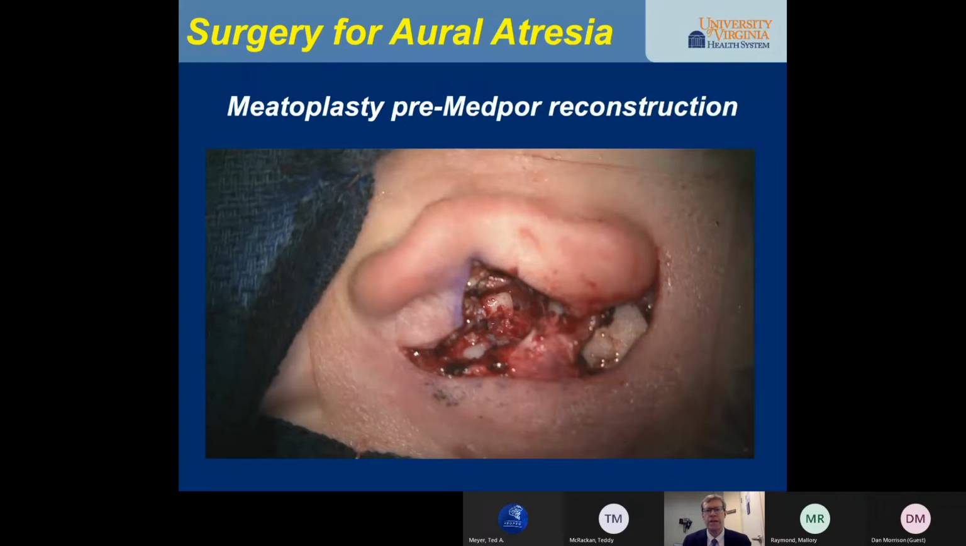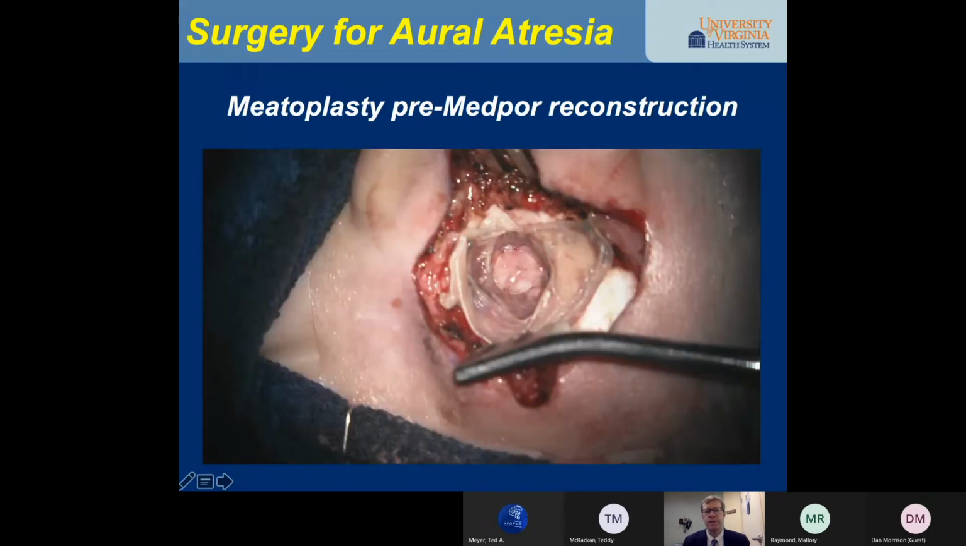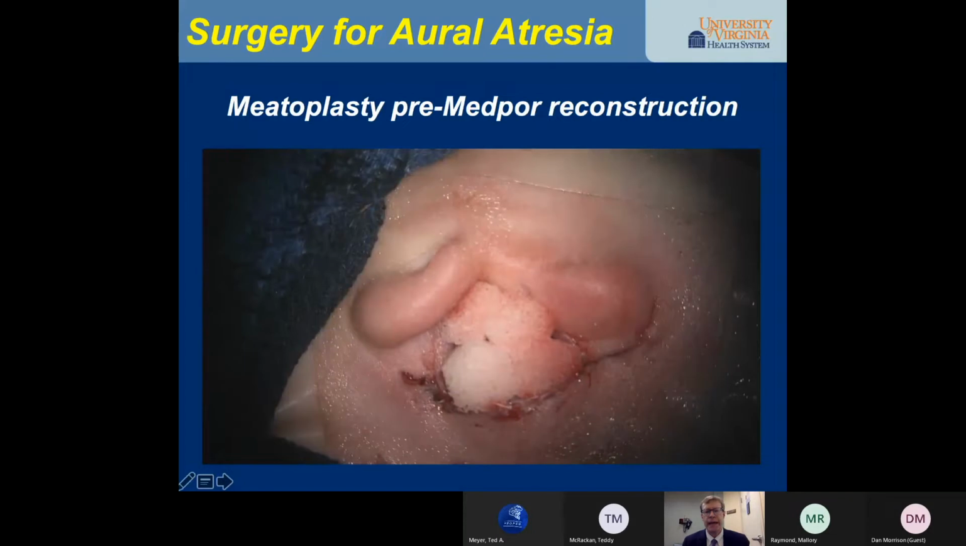All right, so here is the meatoplasty in an ear that I've done before Medpor reconstruction. So you see the postauricular incision here, and then I've made a canal incision up here, like a triangle. And so we'll put the eardrum graft in, we'll put the skin graft in, we'll put our packing in, and then suture the skin graft to the native skin, and then suture the postauricular incision closed superiorly and inferiorly.